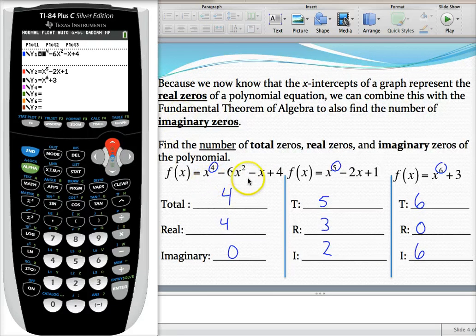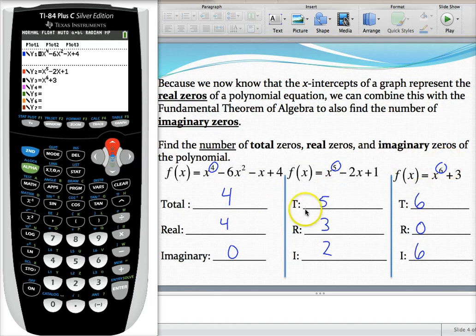And so here are 3 polynomials that we want to say not only the total number of zeros, and remember, we're not actually finding zeros yet, just how many there are, but we also want to be more specific and say how many are real, how many are imaginary. So for your total number of zeros, I've gone ahead and filled this out already, but let's talk about it. Total number of zeros is your highest exponent. So there's 4 total, there's 5 total, and there's 6 total.